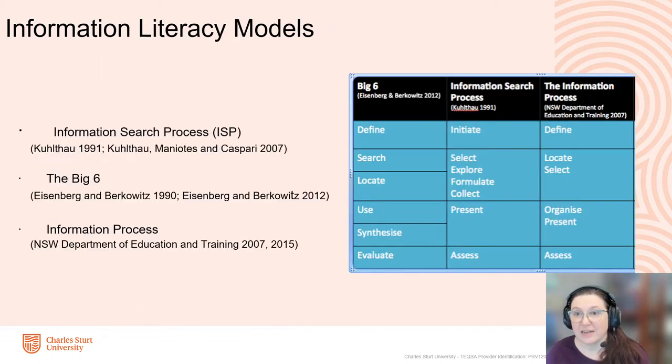Since then, many information literacy or IL models have emerged. Some of the most commonly used in Australia are the Information Search Process that we've already spoken about, the ISP, developed by Kuhlthau, the Big Six, developed by Eisenberg and Berkowitz, and the information process devised by the New South Wales Department of Education and Training.